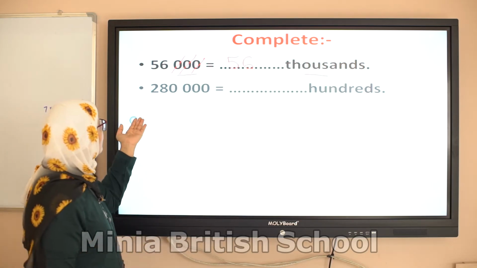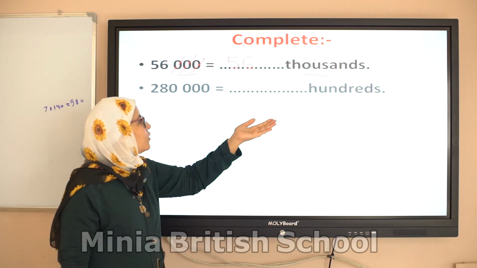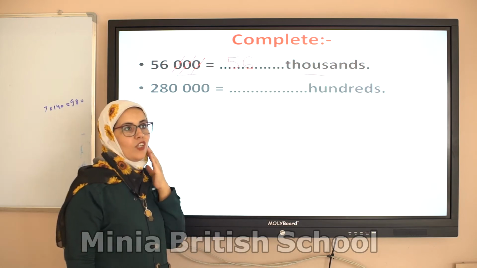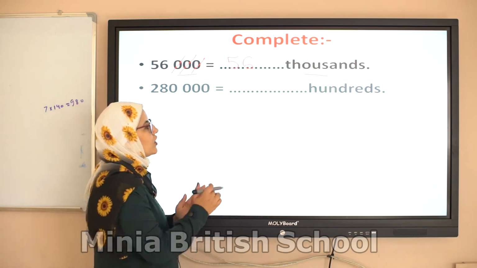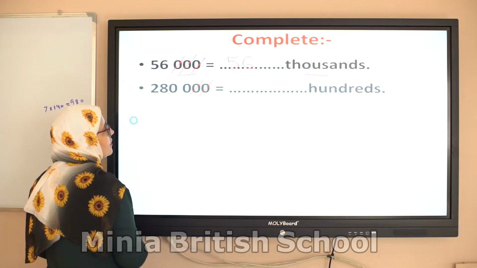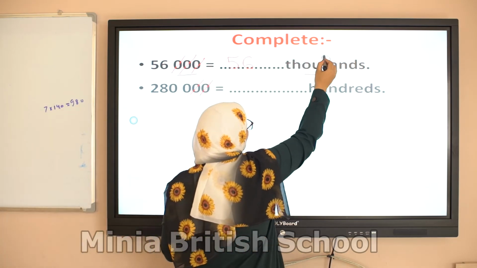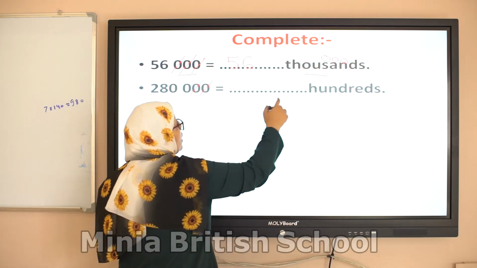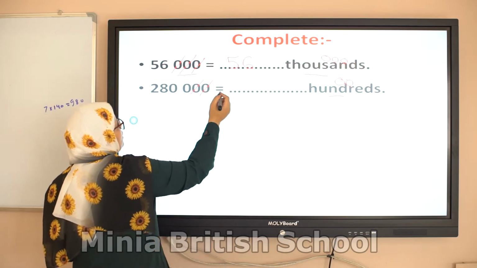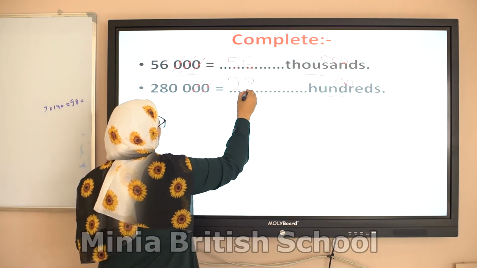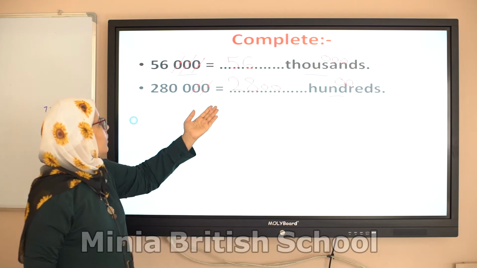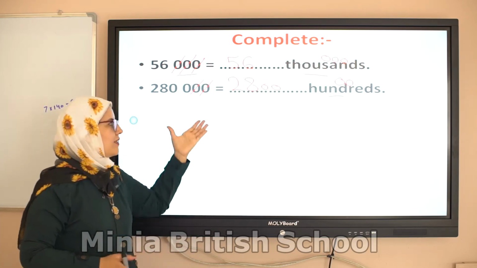Another one. Here we have 280,000 equal how many hundreds? I need this number equal how many hundreds? To answer it, you have to know that hundreds mean 2 zeros. Here, 1,000 means 3 zeros, so we cancel the 3 zeros. Hundreds mean 2 zeros, so I will cancel 2 zeros. Then I will write the rest. Here we have 2,800. So 280,000 equal 2,800. This part equals this part.